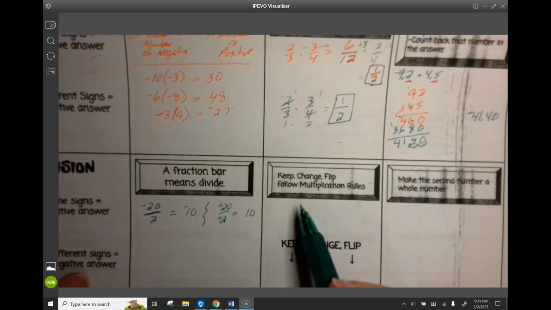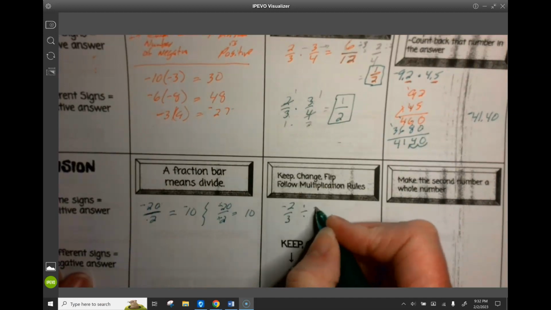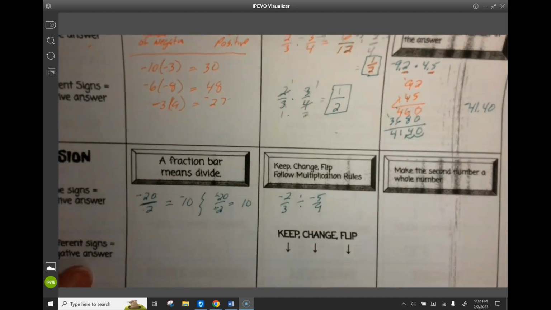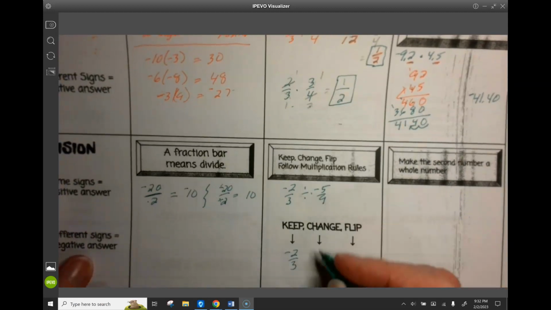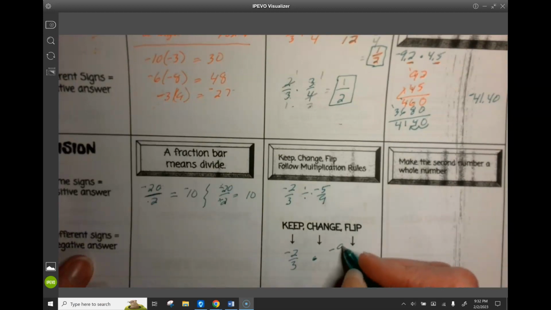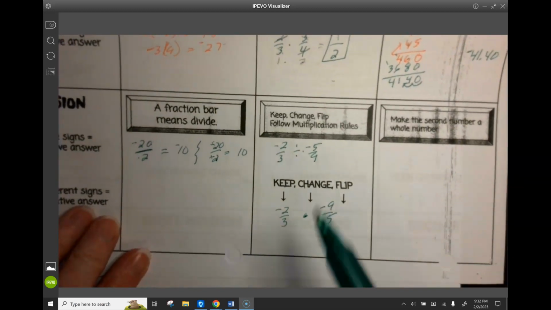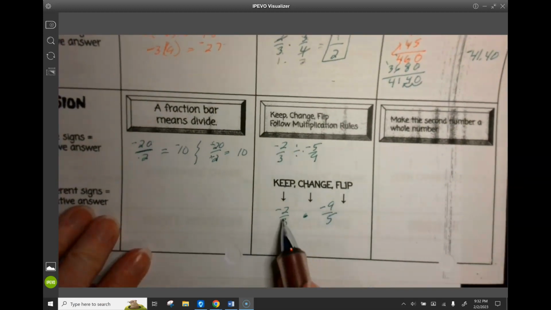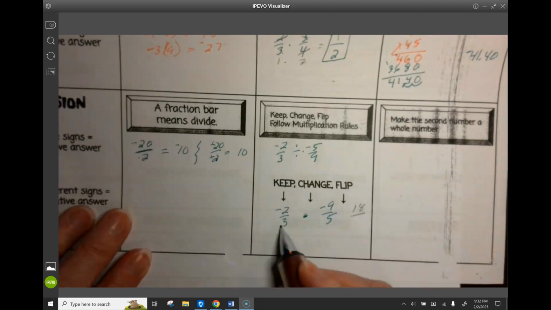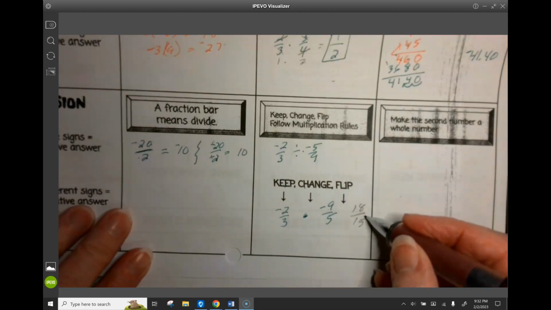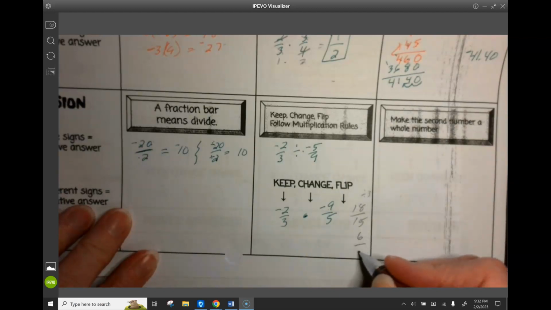Okay, now if we're going to do fractions, I have negative 2/3 divided by negative 5/9. Okay, so I'm going to keep, change, flip. So keep, change division to multiplication, and flip it. Okay, do you see that? See how we change that? Okay, now I can just multiply my numerators and get 18, because a negative times a negative is positive. 3 times 5 is 15. Reduce that to lowest terms, dividing both of them by a 3, and I get 6 over 5.